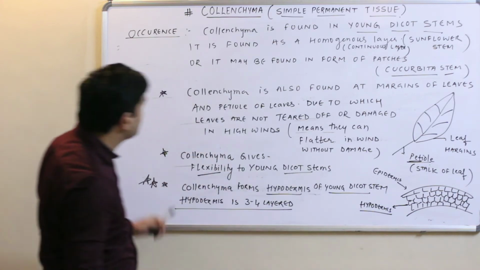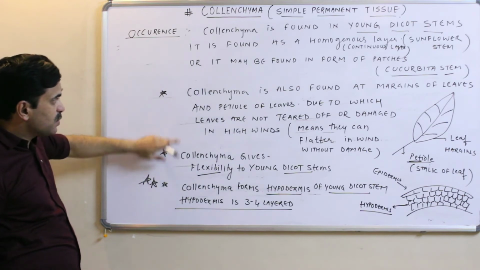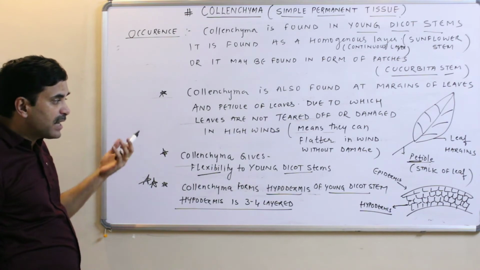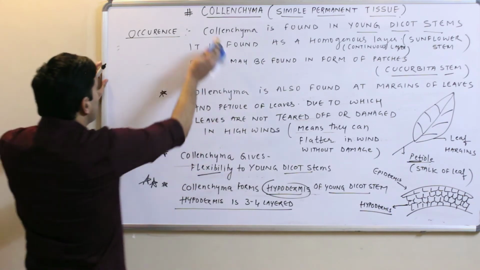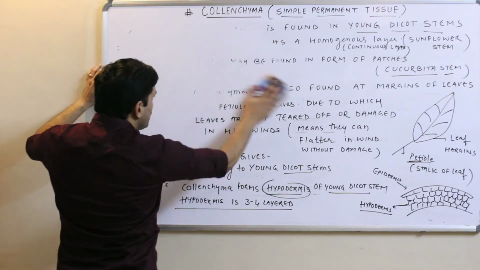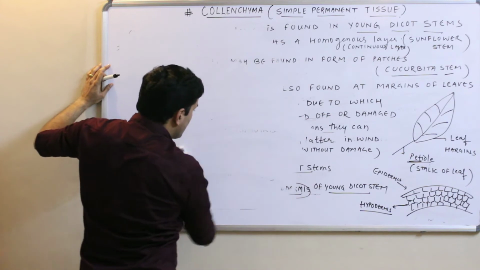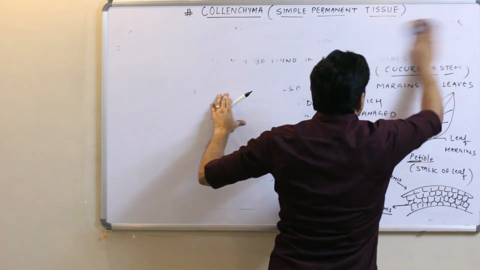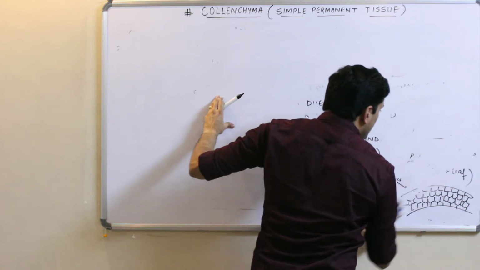Now coming to the next one. So collenchyma is found in young dicot stems, and it is also found at the margins of the leaves and the petiole of the leaves. And in young dicot stem, where is it found? It is found in the hypodermis. Now let's talk about other things also: what about the woody dicot stems? Dicot stems become woody after secondary growth.